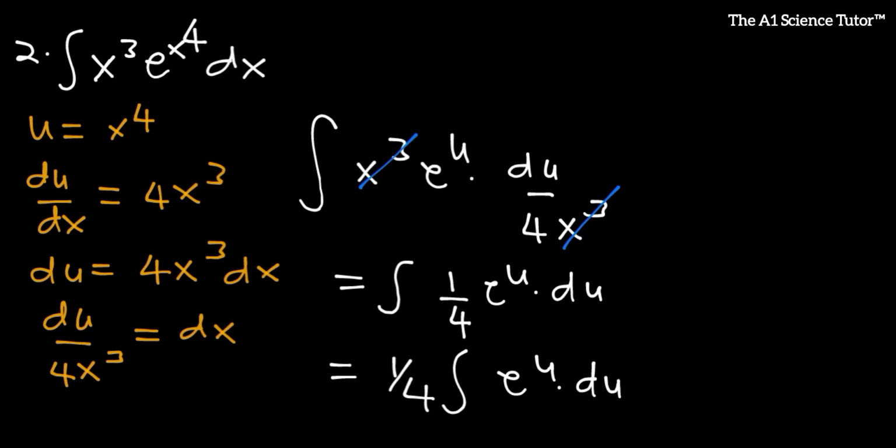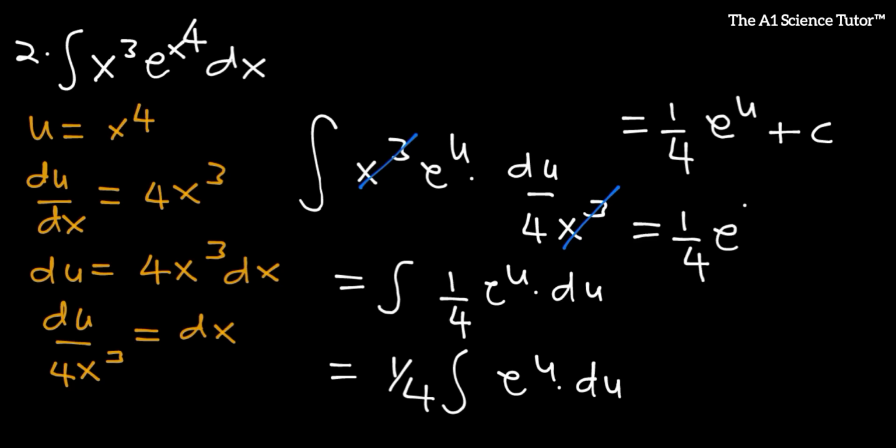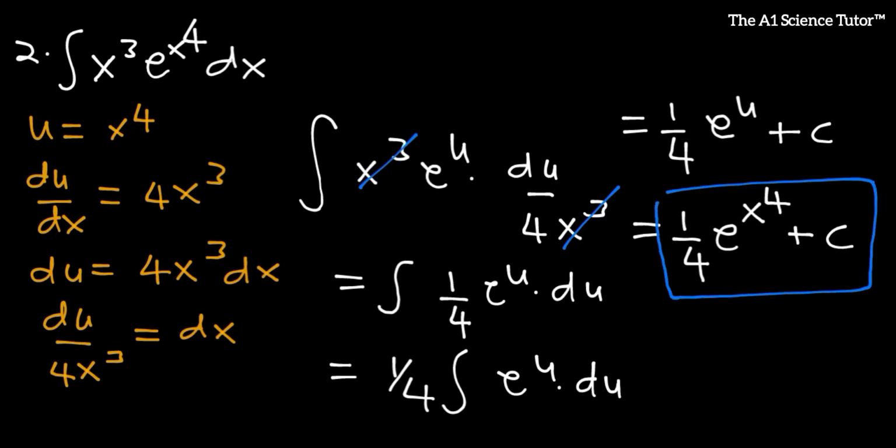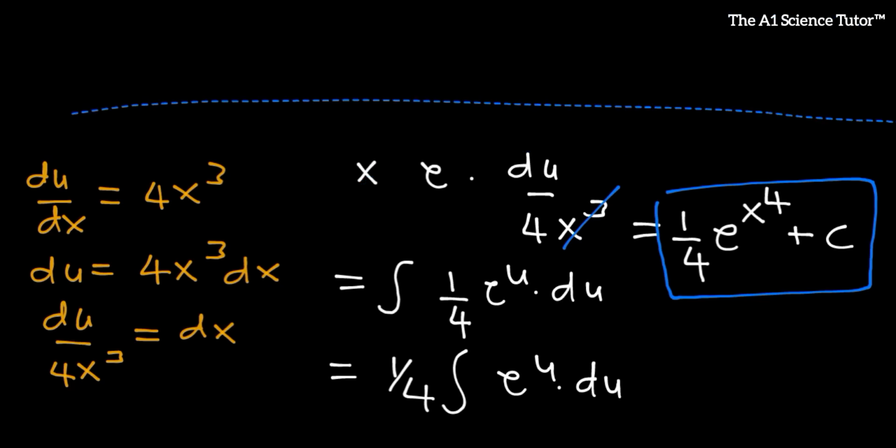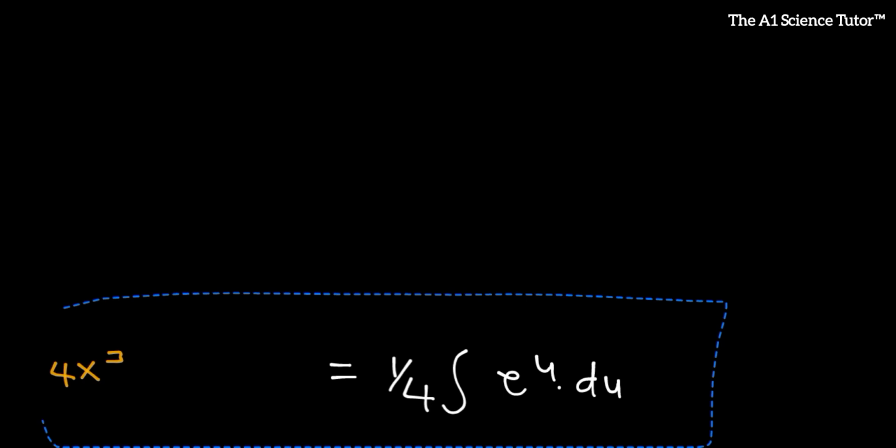Now the integral of e to the u is basically still going to be e to the u. So this is going to be 1 over 4 e to the u plus c. But we know what u is. That has been given as x to the fourth. So this should be 1 over 4 e to the x to the fourth plus c. That will be the answer to this question. Now try this one.